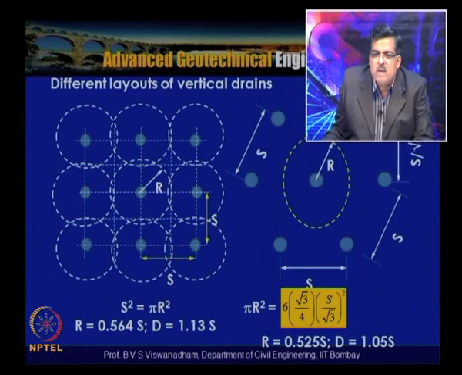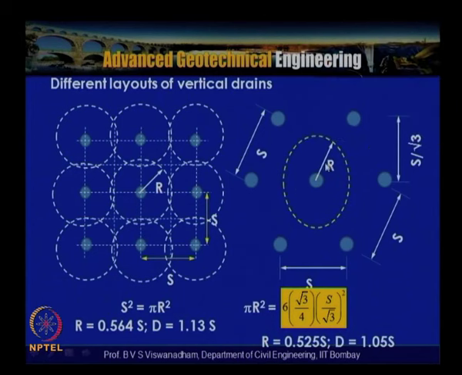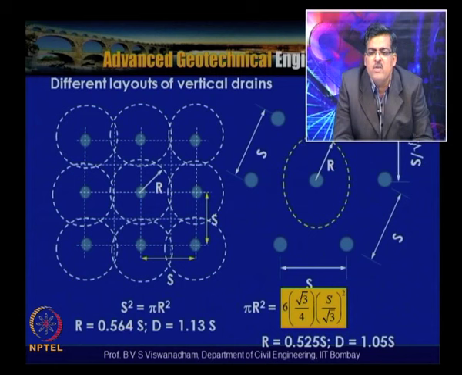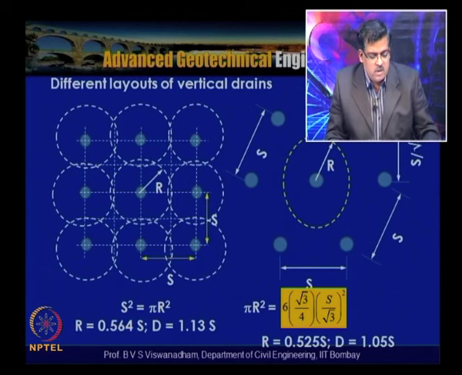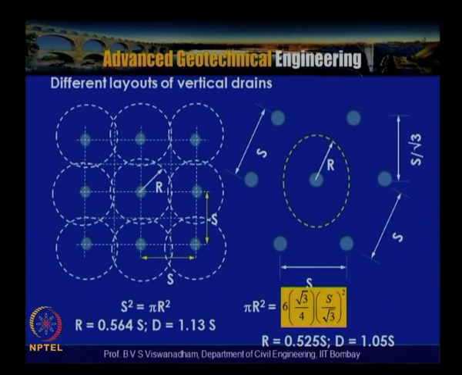In the case of equilateral triangles, pi R square, that is this area, is equivalent to 6 equilateral triangles we have to take into picture. So with that, 6 into root 3 by 4 into (S by root 3) whole square, and by simplification you get the equivalent radius as 0.525 S, which is nothing but D is equal to 1.05 S.